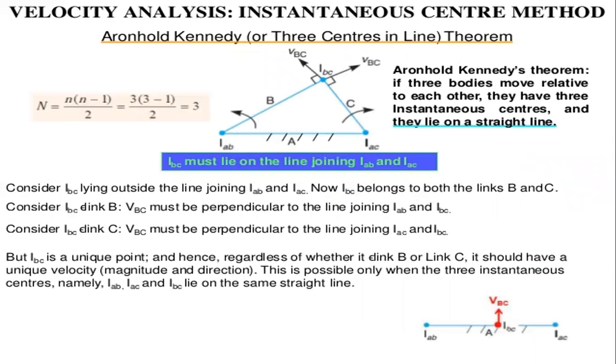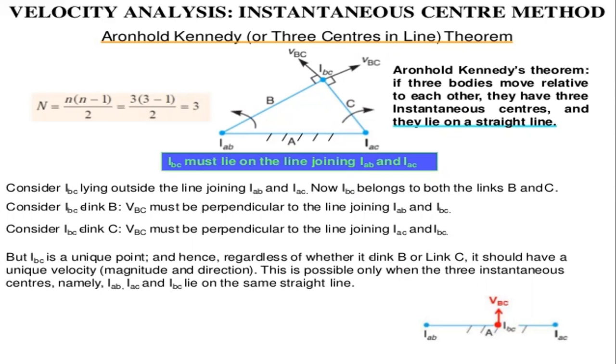Next, this instantaneous center is based on the three centers in line theorem, that is Kennedy's theorem. From Kennedy's theorem, we know the formula capital N is equal to small n into n minus 1 by 2. Taking n as 3, we get 3 into 3 minus 1 by 2, so in total we get the value 3. So the number of links for the theorem is 3.